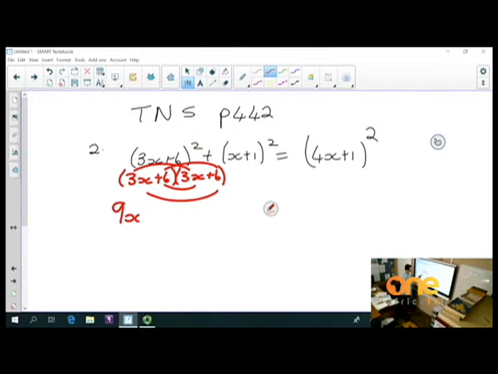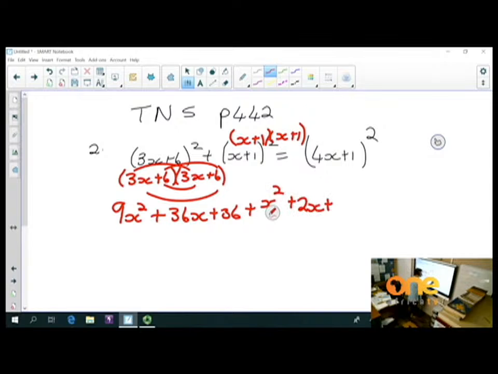So this is the 9x squared. This is 18x plus another 18x, so it's 36x, plus 36. Plus, so now I'm taking this one, it is (x + 1) times (x + 1), which is then x squared plus 2x plus 1, is equal to, and on this side, 16x squared. Remember, there's another 4x plus 1 there, plus 8x plus 1.